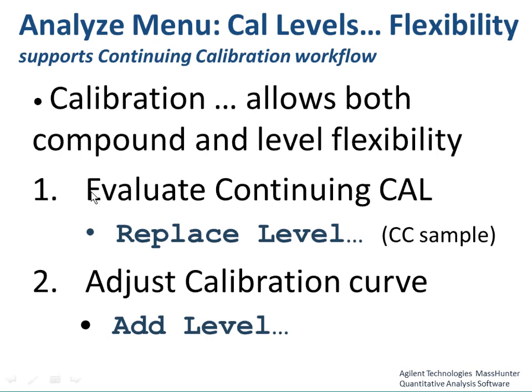For example, you need to evaluate the continuing cal sample, the CC sample. And as you'll see in the demo, you need to replace that level so that you can evaluate the CC sample against the initial calibration curve. Another example of the calibration level feature is if you run into the situation that your existing calibration curve doesn't satisfy the dynamic range you need to run against, you can add another level to extend that dynamic range without rerunning all of your calibration samples.